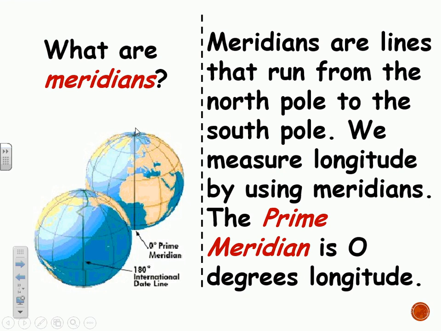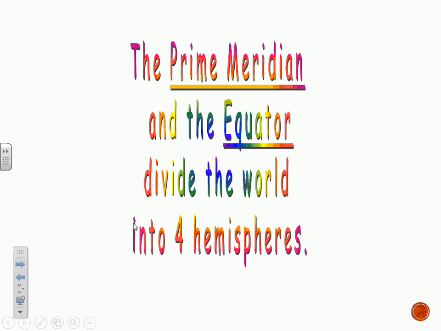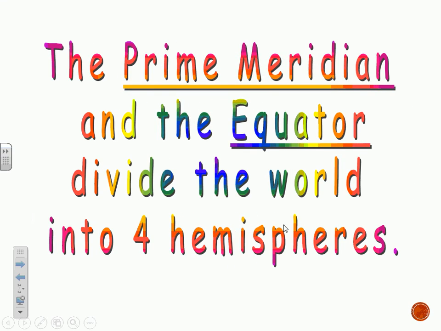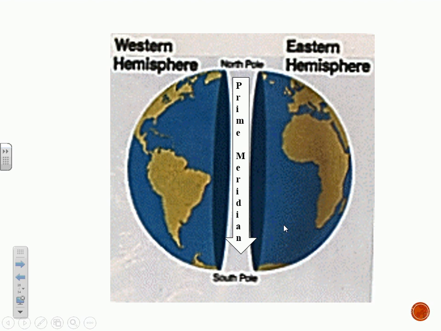Like we talked about last video as well, the prime meridian and the equator divide the world into 4 hemispheres. The prime meridian splits the world into a Western Hemisphere and an Eastern Hemisphere. Here we have North America, South America, part of Antarctica. In the Eastern, we have Europe, Asia's over there, Africa and Australia. So the prime meridian divides the world into the Western and Eastern hemispheres. Then the equator divides the world into a Northern Hemisphere and a Southern Hemisphere.